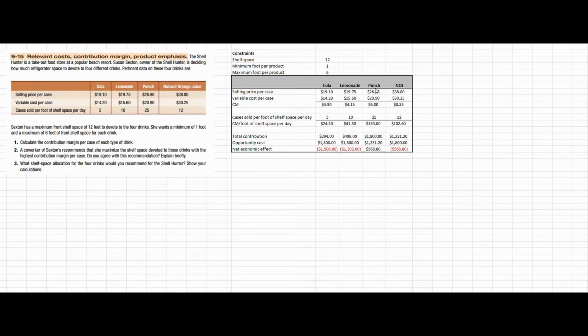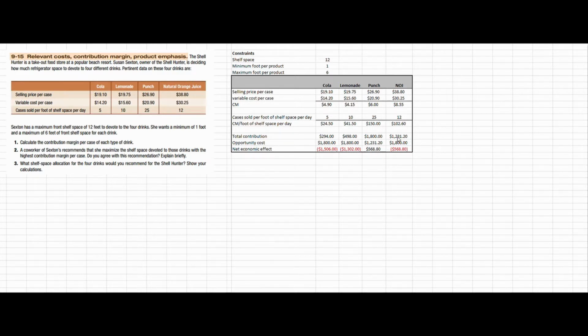If I dedicate all 12 feet to punch, I'll generate a contribution of $1,800, but there will be an opportunity cost because I can't do my next best alternative. Well, what is my next best alternative to punch? It would be orange juice. So there's my opportunity cost, and there's the net economic effect of punch.